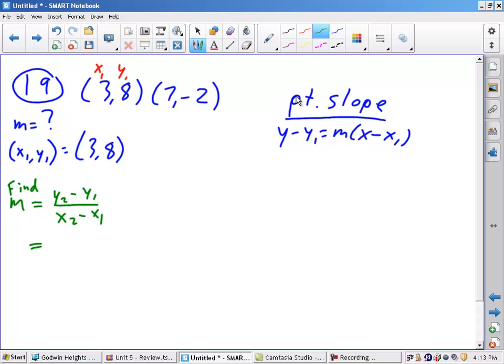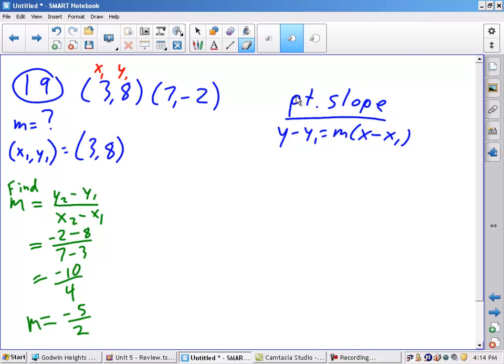And so I hammer through this. y2 is -2. Those are my points. y1 is 8. x2 is 7. x1 is 3. So -2 minus 8 is -10. 7 minus 3 is 4. Reduced down is -5/2. So that's my m. So up here, I can get rid of the question mark and say that m is equal to -5/2. I have my information. That's awesome.